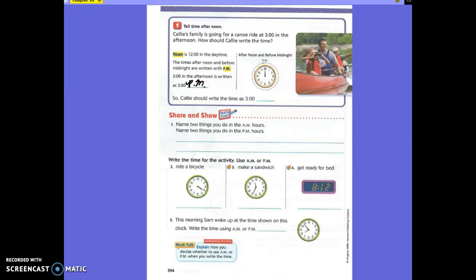So, Callie should write the time as what? 3 o'clock PM. PM because it's in the afternoon, in the daytime. Okay, guys.